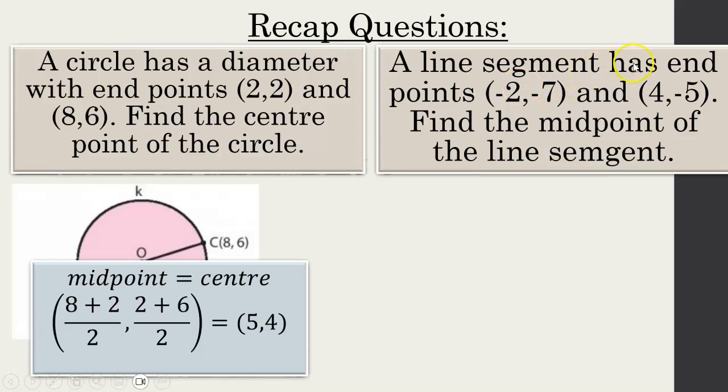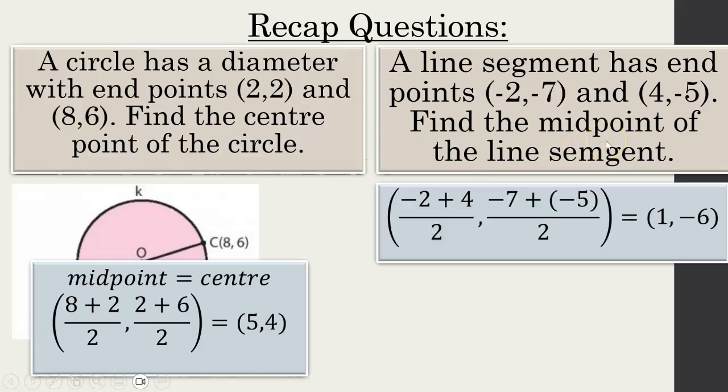The line segment has endpoints -2, -7 and 4, -5. Find the midpoint of the line segment. Okay, same thing again. I just add them together and divide by 2. So what's -2 plus 4 divided by 2? Then -7 plus -5. Now you're probably thinking, oh, plus -5, what's that? That's just the same thing as -7 minus 5.